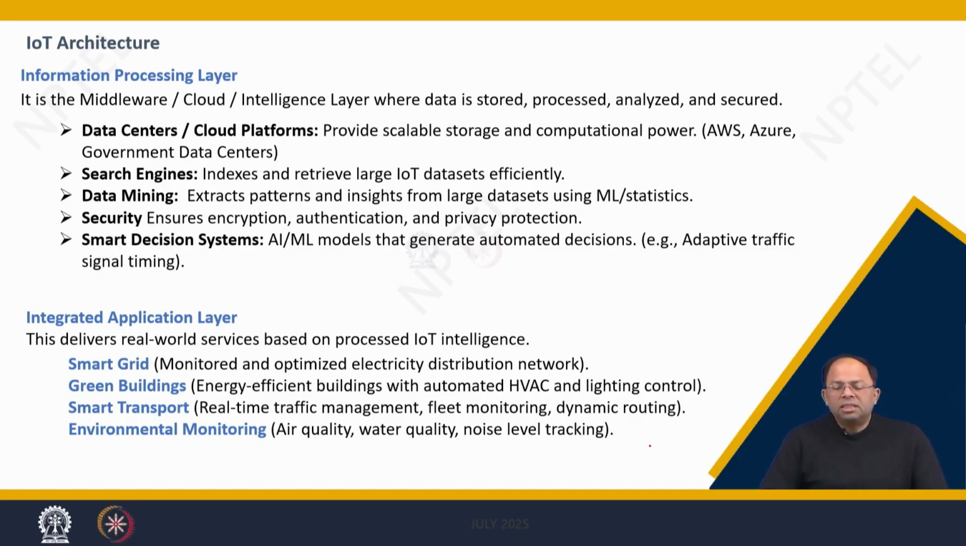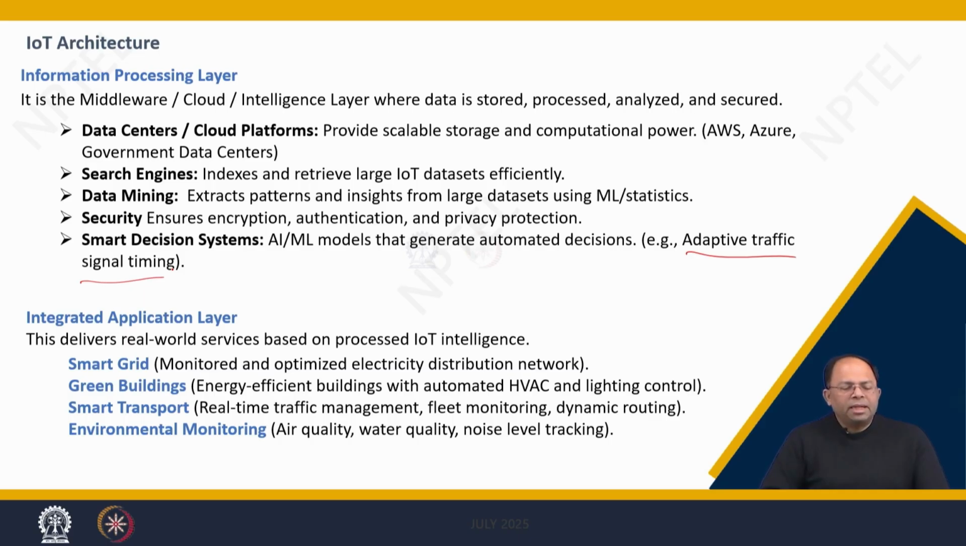Then there is the smart decision system, like once we have processed the data, what to do, what would be the final decision. Like in case of adaptive traffic signal timing, we actually change the signal timing based on that decision, right? So all this is part of the information processing layer. Some happens in the device, some happens in the server, doesn't matter, but it is part of this information processing layer.